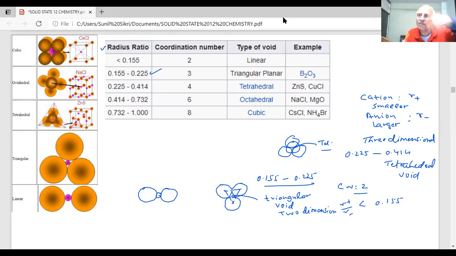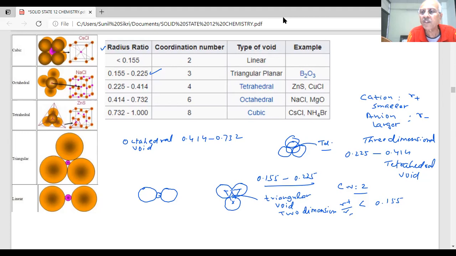And if the size of the cation becomes more than 0.414, then it cannot fit into this. Then it shifts to the octahedral void. See the octahedral void. In the case of the octahedral void, what is the radius ratio? From tetrahedral, if it becomes more than 0.414, then we say octahedral void. What is the limit of the octahedral? 0.414 to 0.732. How is it formed? We already showed you the octahedral void, students. These are the octahedral voids which we have shown you.